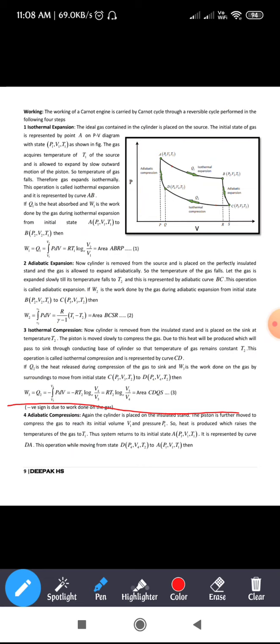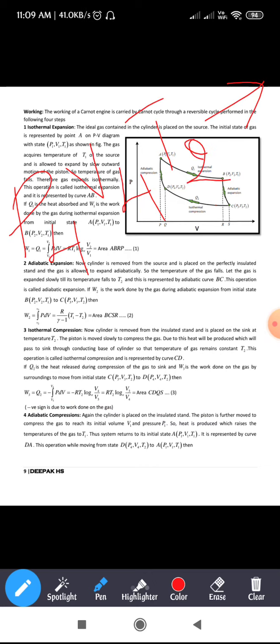V4 by V3 is equal to RT2 log base e V3 by V4, that is nothing but equal to area CDQS. So this is equation 3. So next, finally, we are placing the cylinder on the insulated stand. Okay, we are placing the cylinder on the insulated stand, and again the gas is allowed to compress adiabatically.